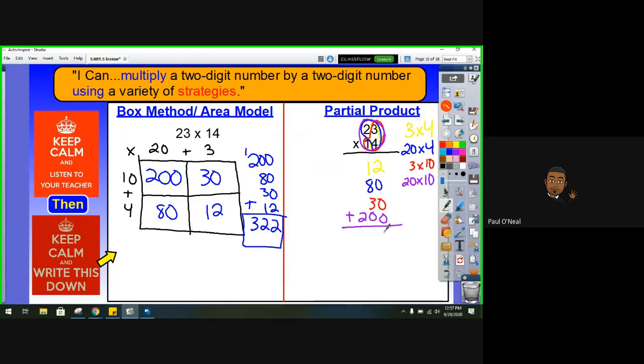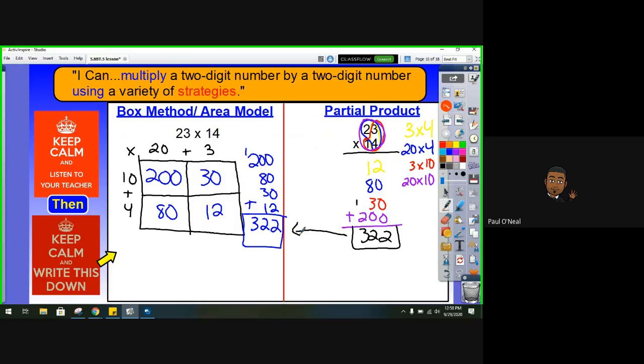All right, 2 plus all the zeros is 2. 1 plus 8 is 9, plus 3 is 12. Bring that over here, regroup it. And 1 plus 2, which is 100, plus 200 gives us 300. And ladies and gentlemen, as you can see, it is the same value as we have there. Okay? That's partial products. I'm taking the products and now adding them together. And if you notice, it's the same thing as I did on the other side. I took all those products from the box method or the area model, and now I just did it in the partial product mode without a box.